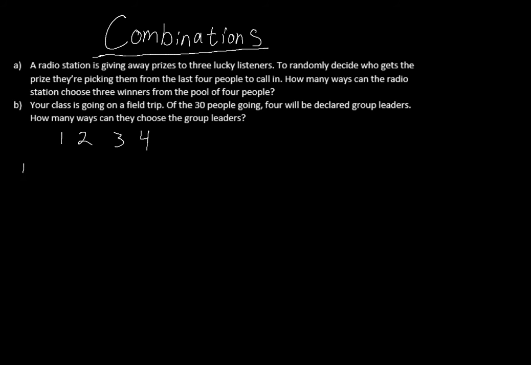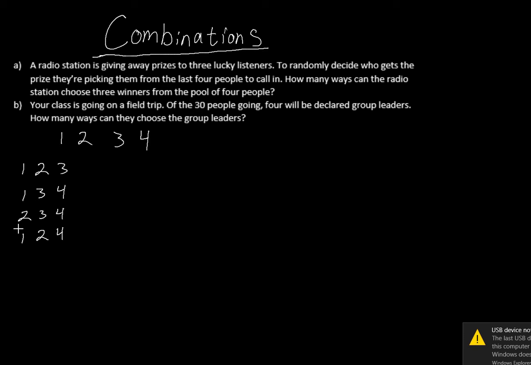So the first 3 people that they could choose would be 1, 2, and 3. Or they could choose 1, 3, and 4. Or 2, 3, and 4. Or they can choose 1, 2, and 4. Now it turns out these are all of the different possible ways you can do it. But let's take a look here, because technically I could put 2, 1, 3, and I could put 3, 2, 1, and I can start putting all these different things. But they're all going to win the prize.